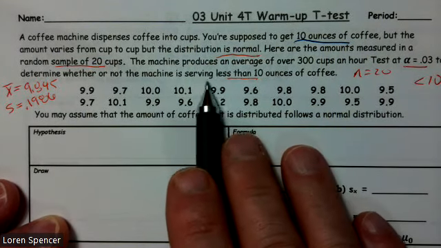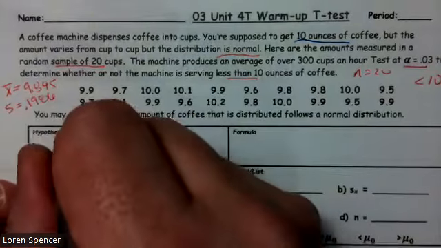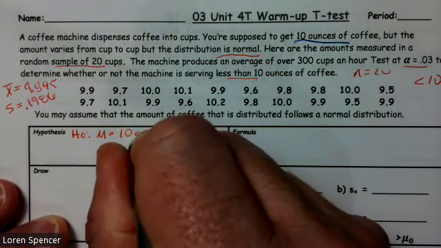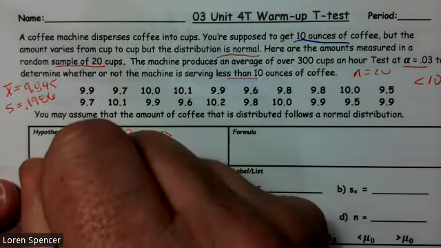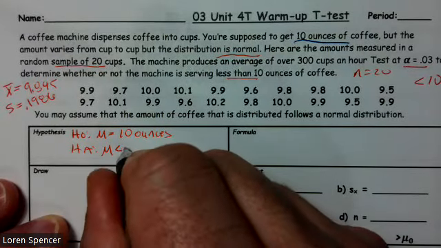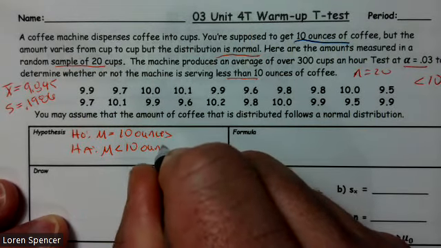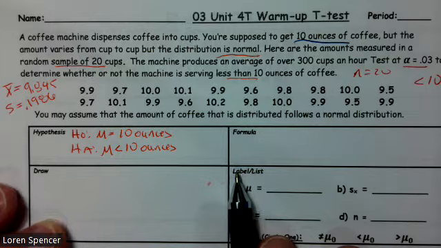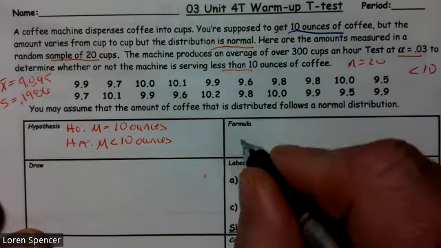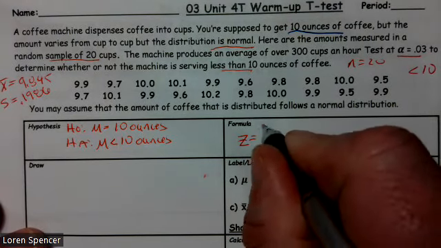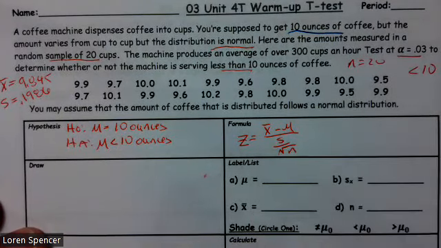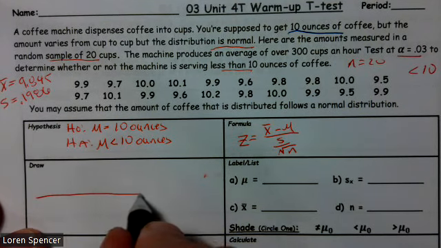All right, so the hypothesis is that it's serving 10 ounces, but we're worried that it's serving less. So H0: mu equals 10 ounces, because we always have to assume that they're innocent. In other words, that it's doing what it's supposed to. And then Ha: mu is less than 10 ounces. Right now we're not having to define our parameter. We're just doing a couple things. So t equals x bar minus mu over s divided by square root of n. That's our formula.